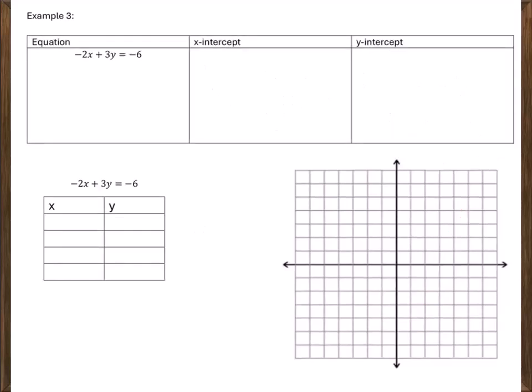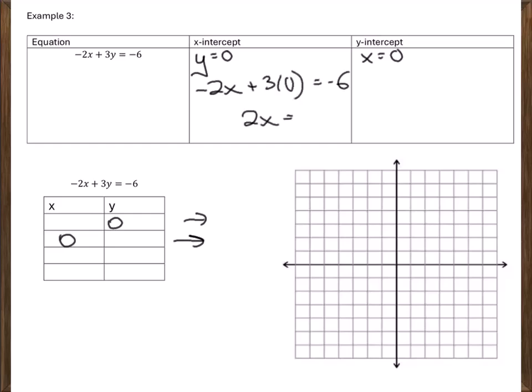So now we have negative 2x plus 3y equals negative 6. Again, to find the x-intercept, we're going to set y equal to 0. To find the y-intercept, we're going to set x equal to 0. Those are the two ordered pairs that will help us generate our graph. So we have negative 2x plus 3 times 0 equals negative 6. So we have negative 2x equals negative 6. Divide both sides by negative 2, and we find out that x is positive 3. So our x-intercept is (3, 0).